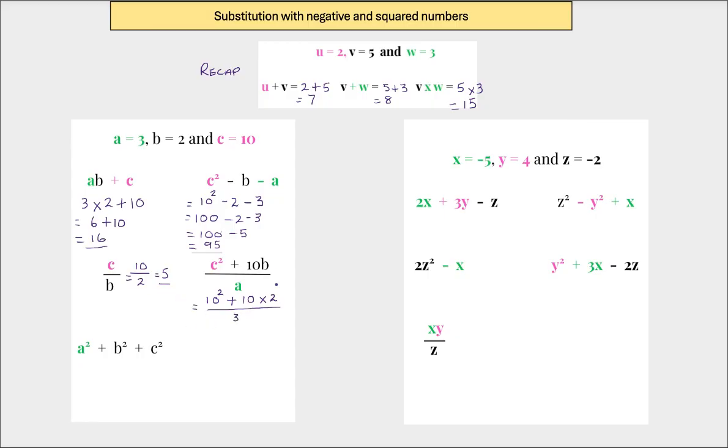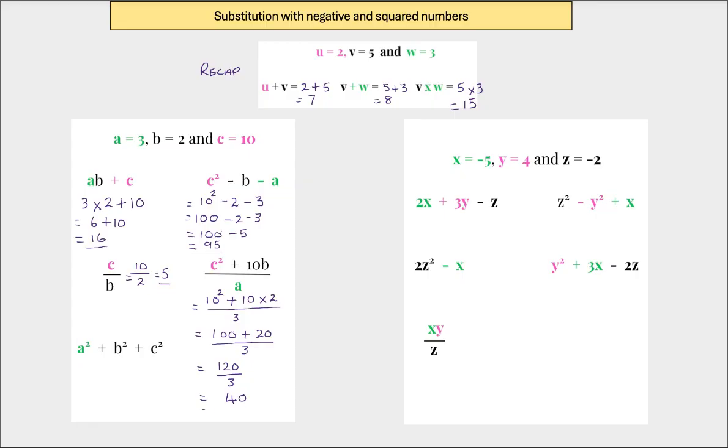So we just now converted it all into numbers so we can solve it. So 10 squared is 100. Plus 10 times 2, which we all should hopefully know is 20. Divided by 3. Now we know it's 120. Divided by 3, and the answer is 40.